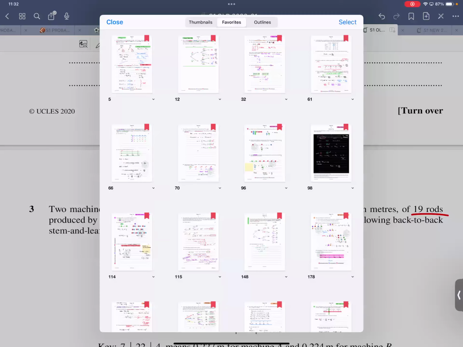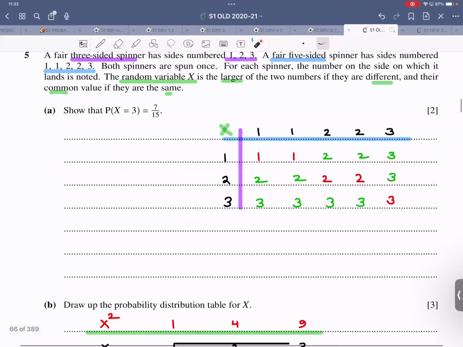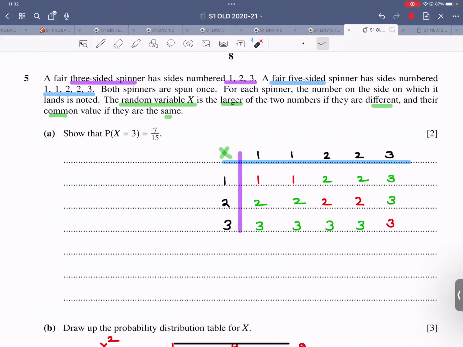Let's move on. So let's look at this question, a question of DRV. Just go through it. Now the question says, a fair three-sided spinner has sides numbered 1, 2, 3. This is a fair spinner. All the probabilities are 1/3. Now, why does it say fair? I'll just explain in a short point. A fair five-sided spinner has sides numbered 1, 1, 2, 2, 3. Both spinners are spun once.